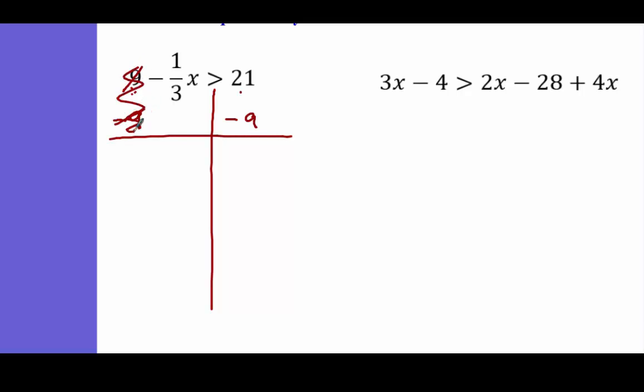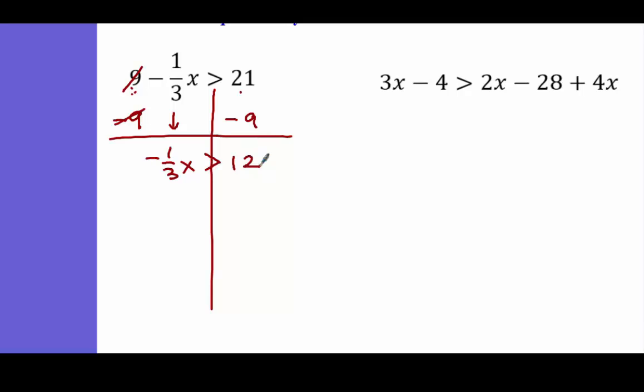Don't do this. If you erase it off, later on you can't track back where your mistakes are. There's no point doing that, just make a simple cross out. Then this right here, I will rewrite 1 over 3x. And 21 minus 9 is 12.